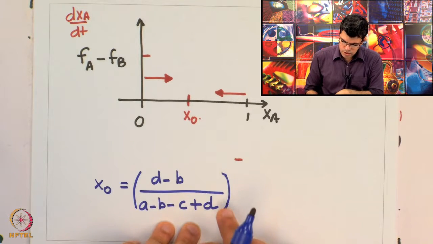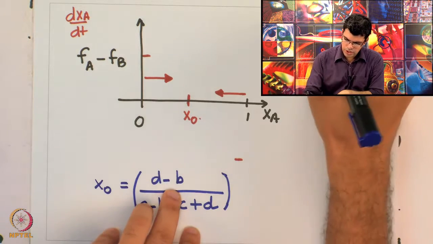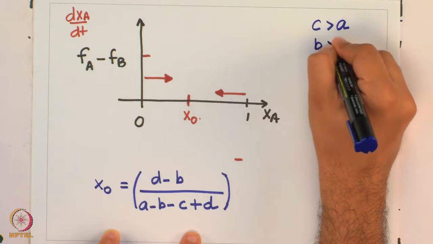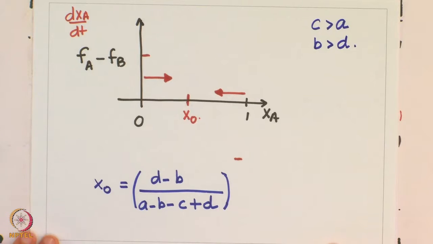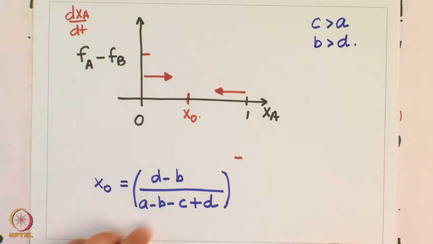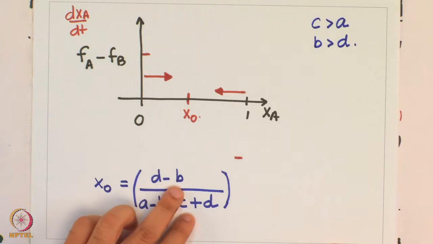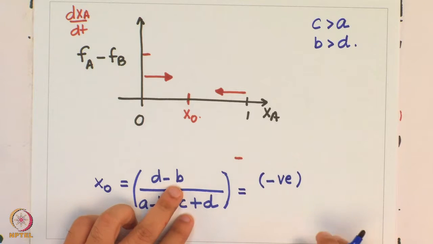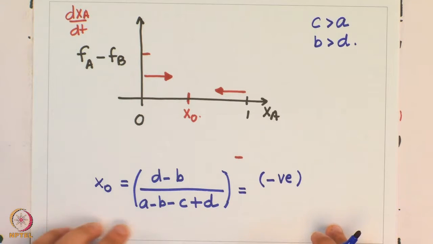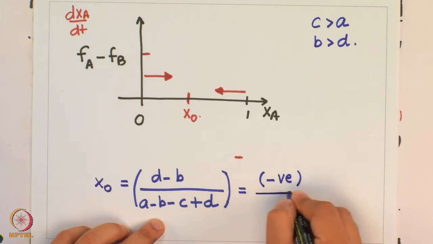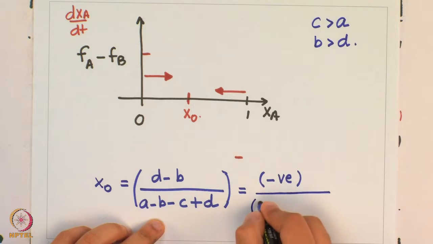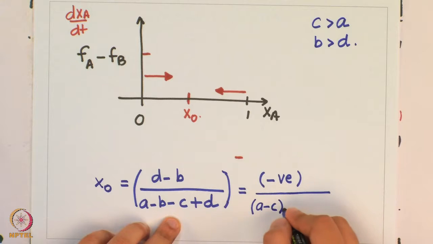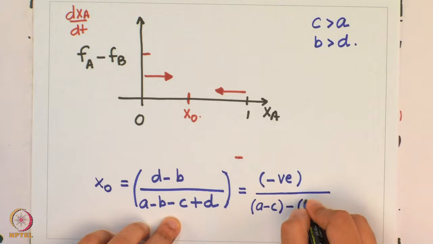So, what does the numerator tell us? Remember, the conditions we are working under are c is greater than a and b is greater than d. Now, if b is greater than d, that means the numerator is negative, because d is less than b. But what about the denominator? I can write the denominator in the following fashion: a minus c, minus, b minus d.